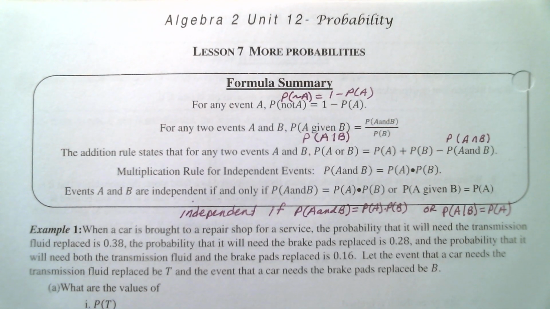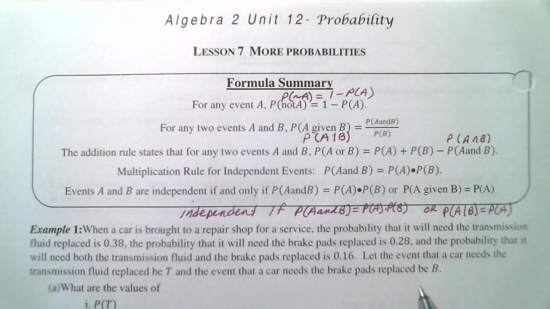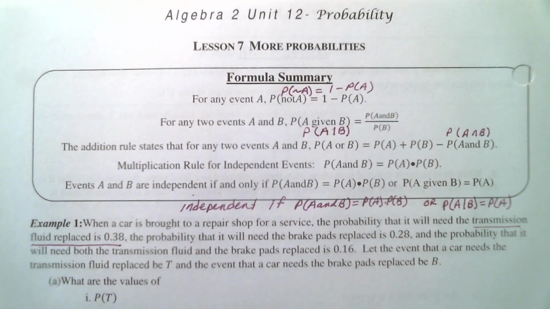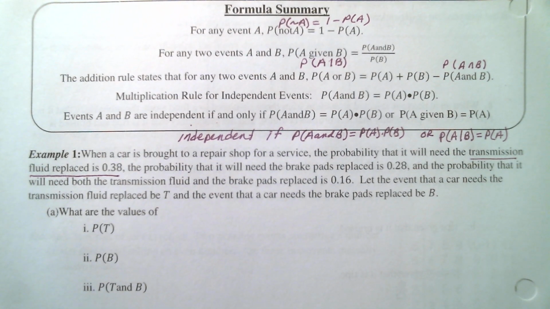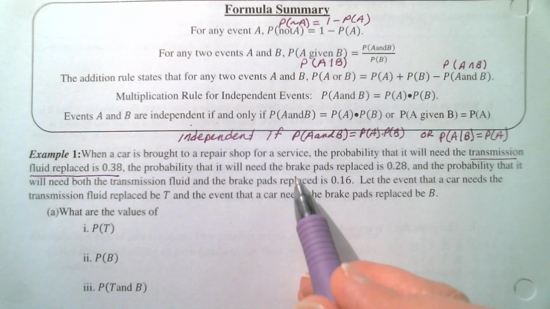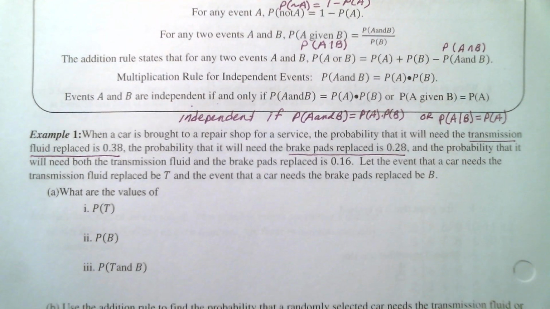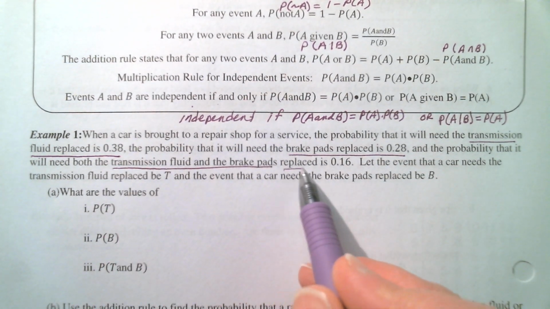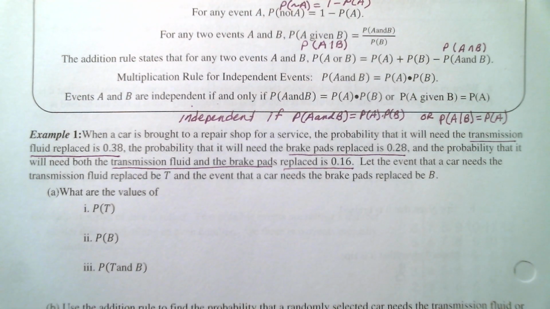Example 1. When a car is brought to a repair shop for service, the probability that it will need the transmission fluid replaced is 0.38. The probability that it will need the brake pads replaced is 0.28. And the probability that it will need both the transmission and the brake pads replaced is 0.16. Let the event that a car needs the transmission fluid replaced be capital T, and the event that a car needs the brake pads replaced be capital B.